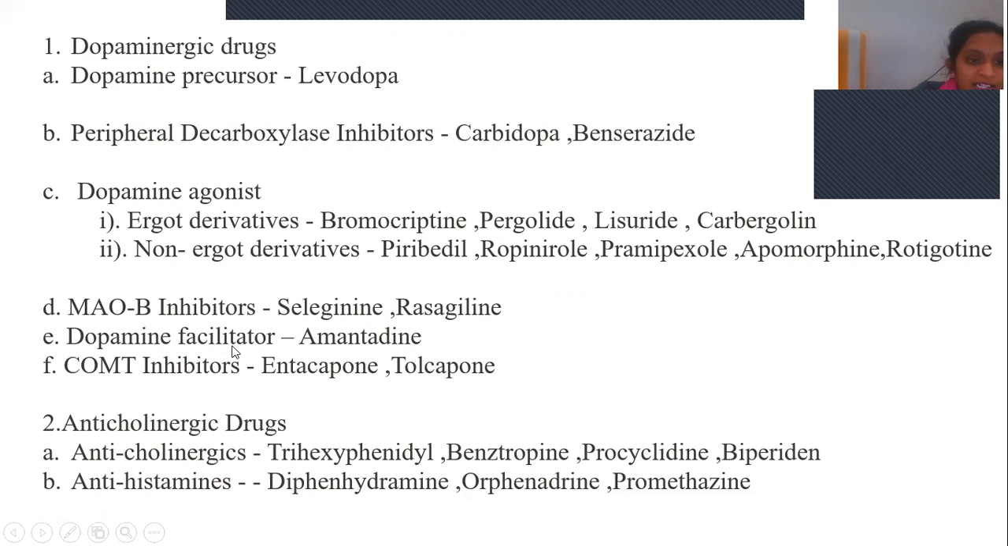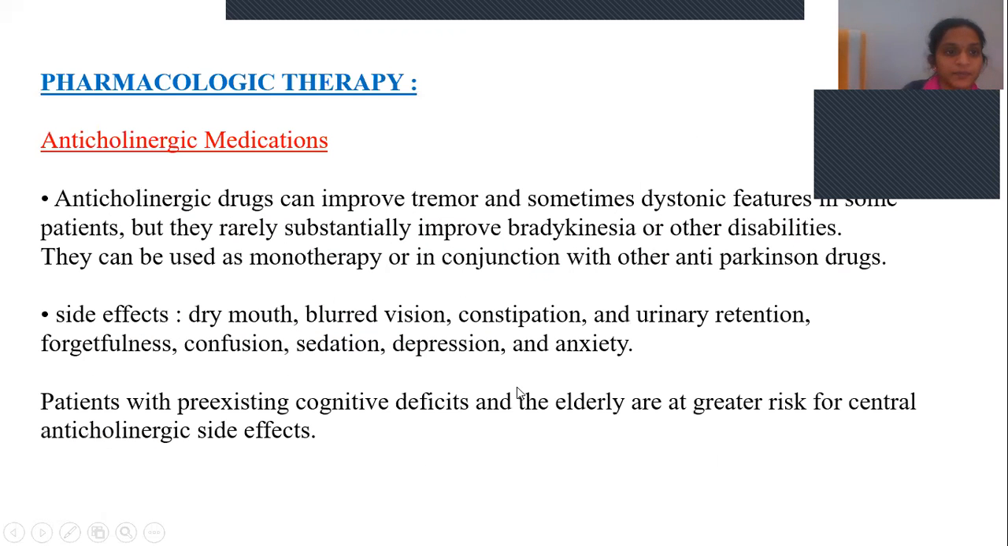And then dopamine facilitator, the example of it is amantadine. So this is also a main drug which we are using. And COMT inhibitors like entacapone or tolcapone. And anticholinergic drugs, trihexyphenidyl, benztropine, procyclidine, biperiden. Antihistamines like diphenhydramine or orphenadrine and promethazine. These were the antihistamines. So these were the drugs.